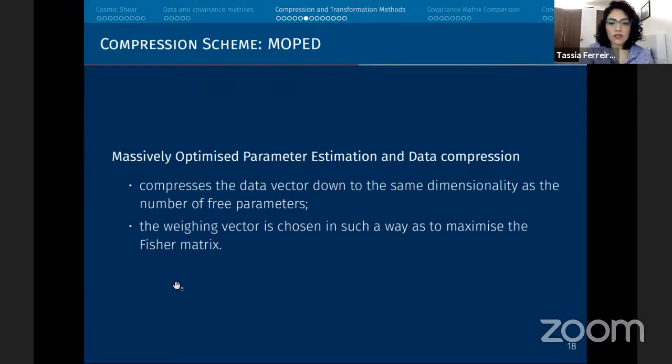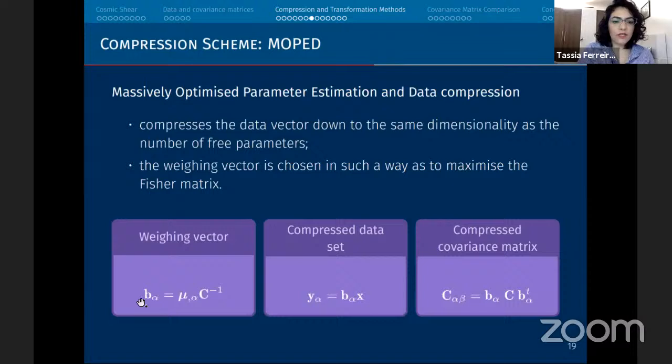And the weighting vector is chosen in such a way as to maximize the Fisher information matrix. So what we have here is the weighting vector given by this B that I call, and this comma here is just your general derivative. It's the derivative with respect to alpha, where alpha is the parameter that you're interested in. This is only going to be one row for one parameter, but then of course we extend it down to our 16 parameter space. So it'll be 16 times the size of the data vector.